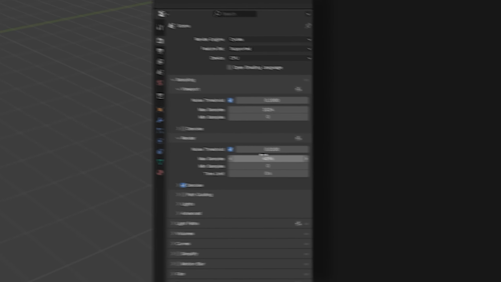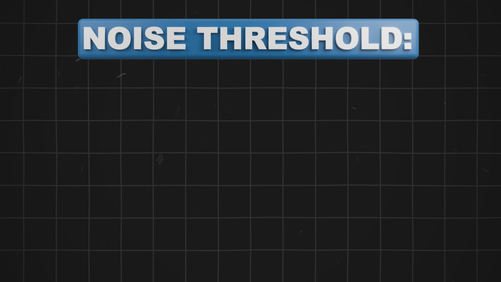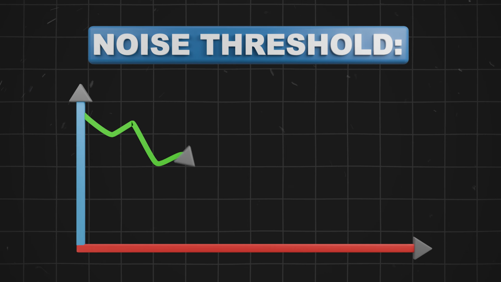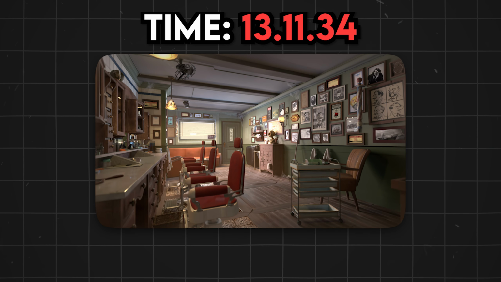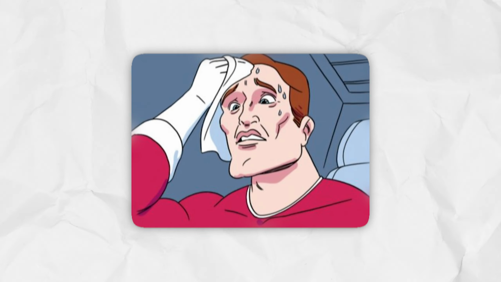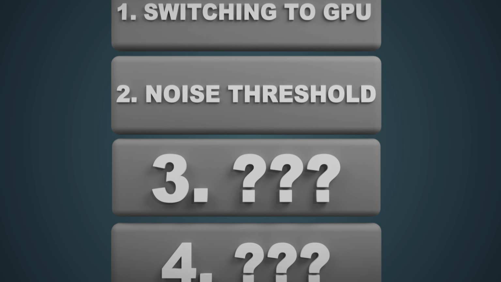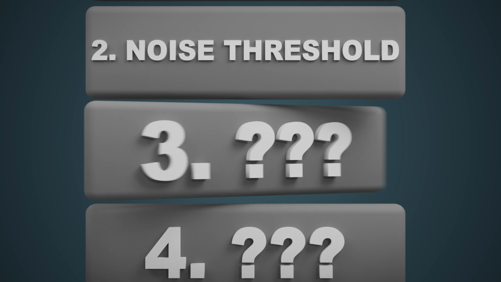The default 0.01 is already a super low number, meaning it will take a lot longer for your render to finish. So for this scene, I'm going to set it as 0.1. Now, if we render it, you'll notice our render time has decreased drastically, going from 13 minutes and 11 seconds down to just 1 minute and 22 seconds. However, be careful, as setting the number too high can result in some ugly artifacts and smudging from the denoising. Now we're really speeding up our renders, but let's dive deeper with method number 3.